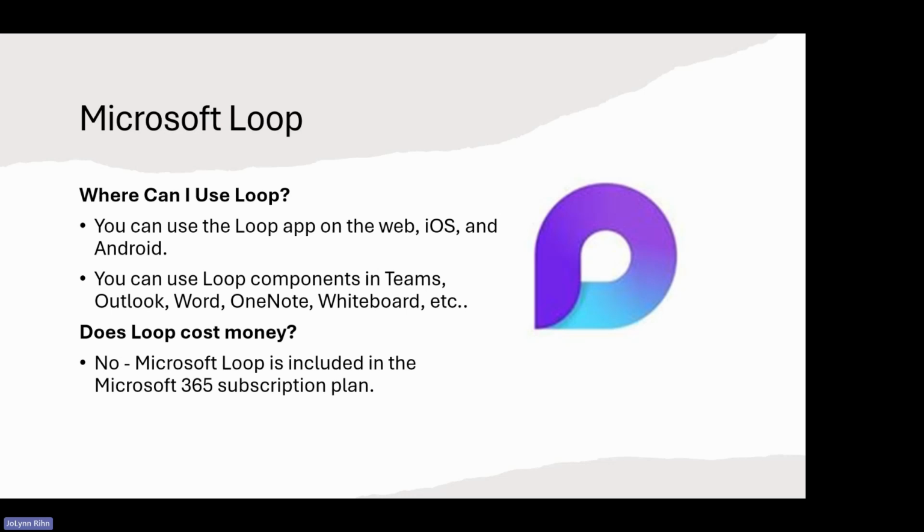So there's really going to be a couple of different aspects to this Loop app that we're going to see. And we're going to see different ways that we can actually use the Loop app as well, because we can use it in different programs like Microsoft Teams. We can use it in Outlook. We can use it in OneNote. So I'll give you examples of different places that you can actually use it.